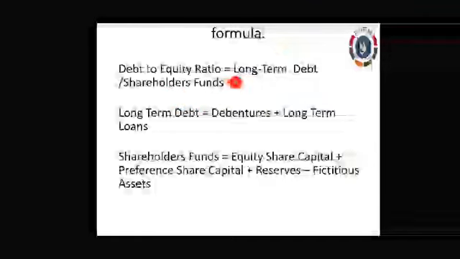To find long term debt, we apply the long term debt formula: debentures plus long term loans. For finding shareholders fund, shareholders funds equal equity share capital plus preference share capital plus reserves minus fictitious assets. By applying this formula we have to find the debt to equity ratio. Already we did one sum, numerical question, sum number 19. Refer to that question. We have applied this formula for debt to equity ratio there.